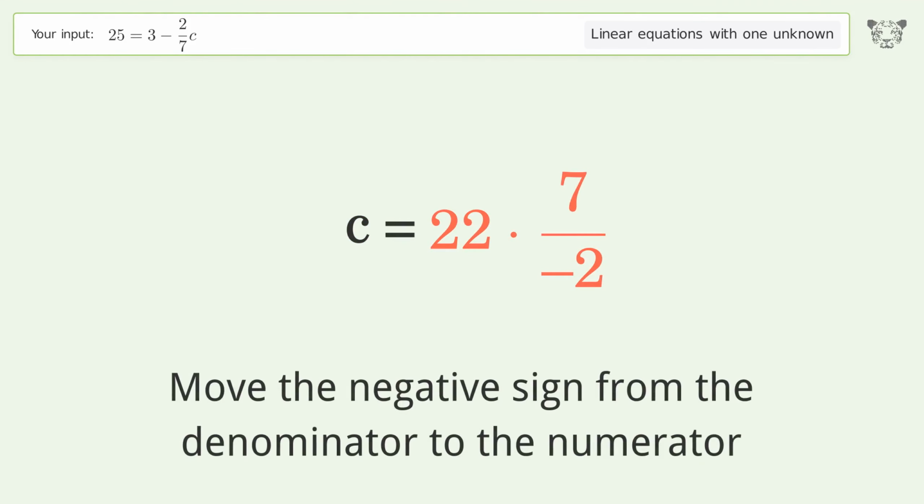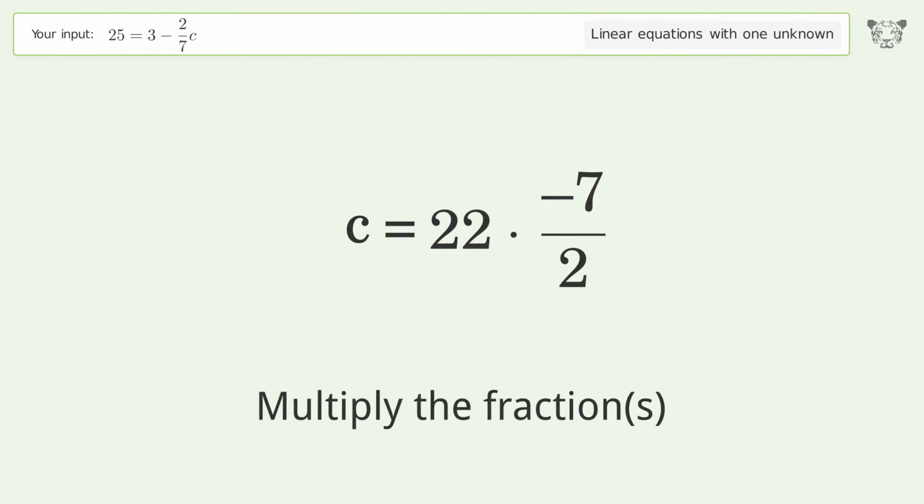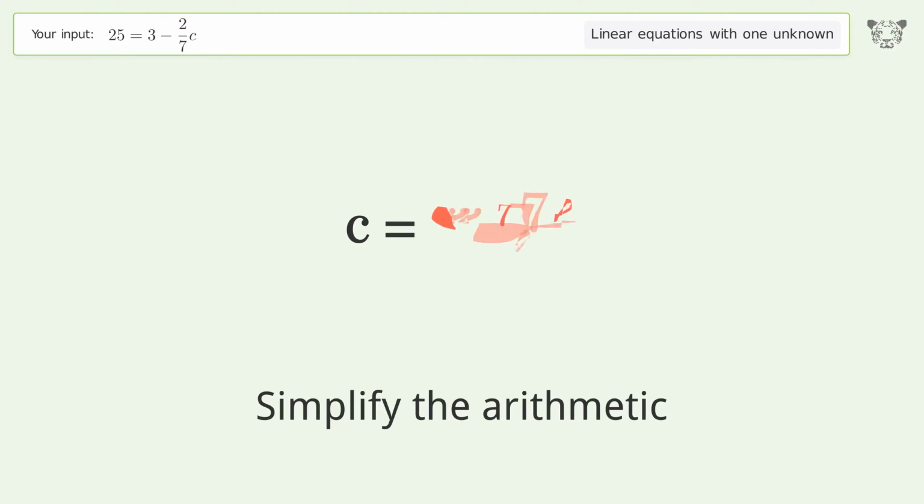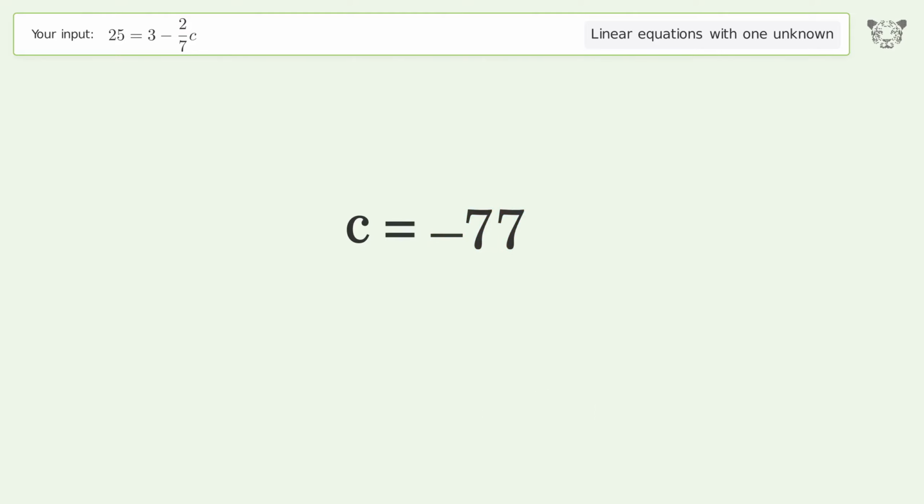Move the negative sign from the denominator to the numerator. Multiply the fractions. Simplify the arithmetic. And so the final result is c equals -77.